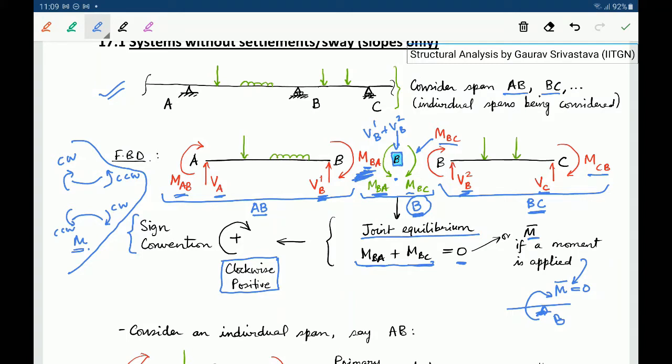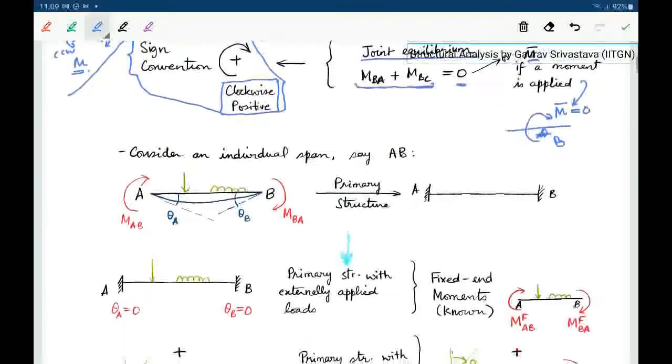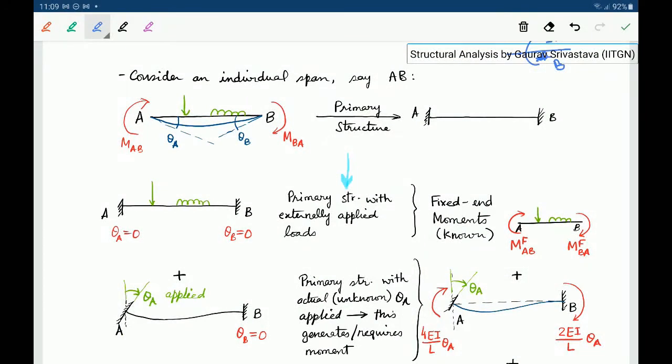Okay, and regardless of which direction it is, this is the sign convention that we are defining. And of course, without loss of generality, one can assume that counterclockwise moments are positive with equal effect. But for our derivations, we will say that the clockwise moment is positive. Now let us consider an individual span, say AB.